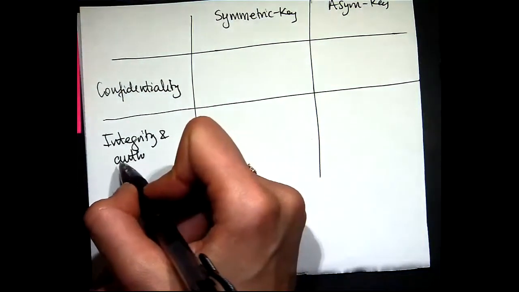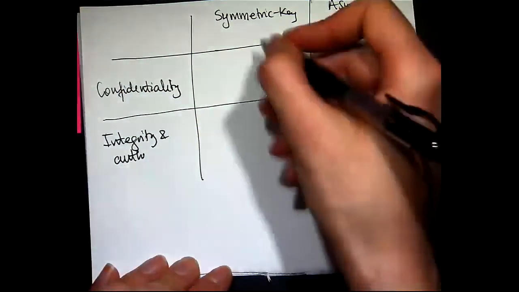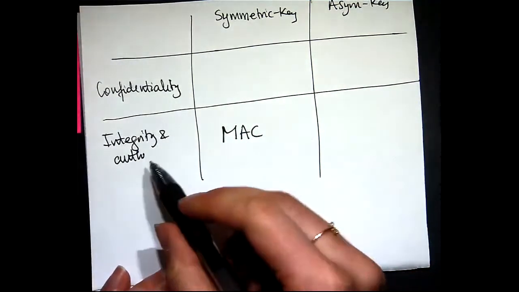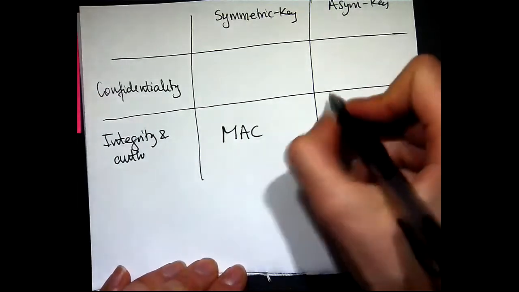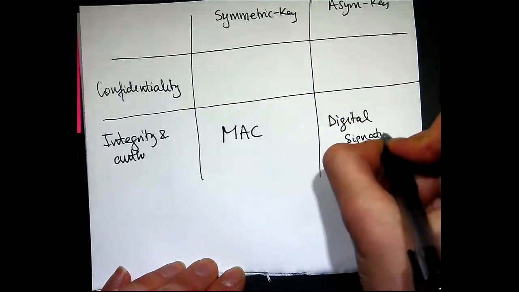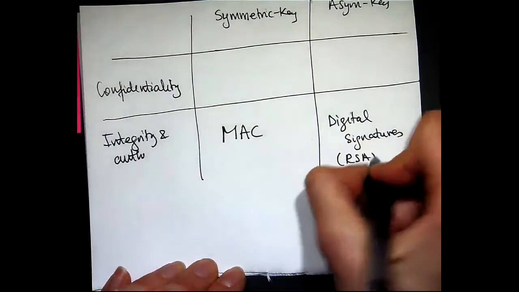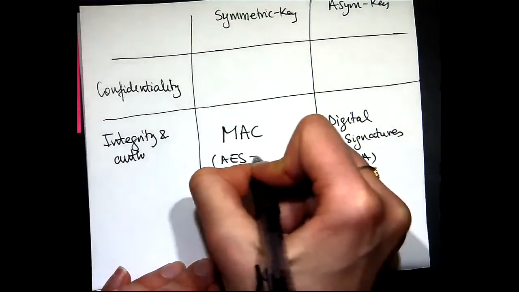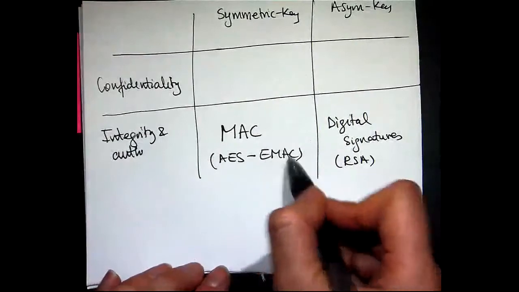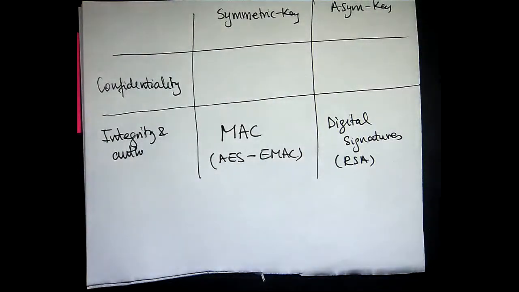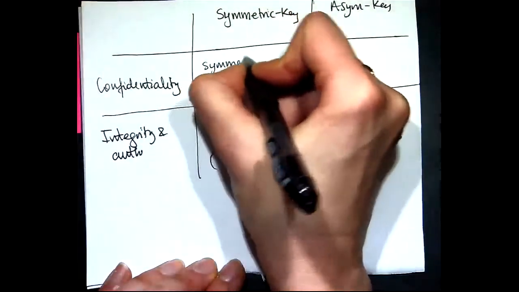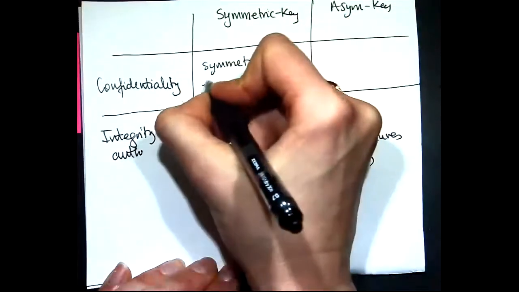So for integrity and authentication, in the symmetric key world, we're going to learn about MACs, message authentication codes. In the asymmetric key world, we're going to learn about digital signatures. In particular, we're going to learn about RSA. Here we're going to learn about AES in EMAC. So interestingly enough, you'll see that a block cipher like AES can also be used to construct a MAC, not just symmetric key encryption. Here, what we have is symmetric key encryption.